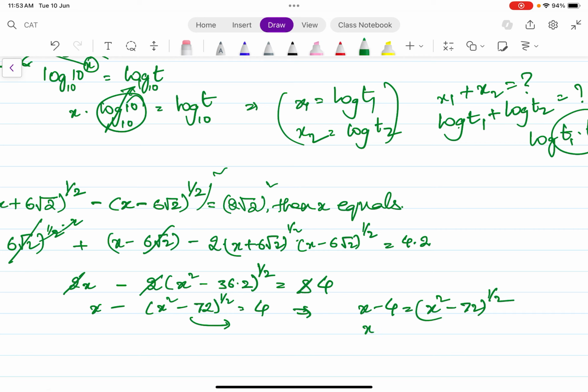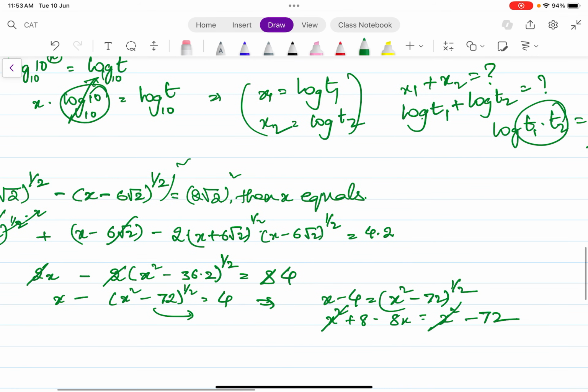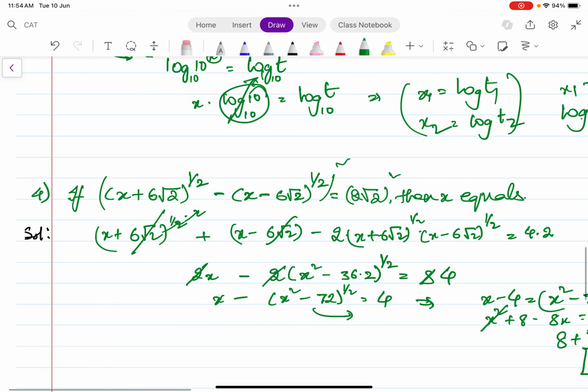Let me square it again. You get x square plus 8 minus 8x is equal to x square minus 72. X square gets cancelled on both the sides, and then you send the corresponding terms to a single side. You get 8 plus 72 equal to 8x, and x is 10. Everyone got this one, right? So x is your 10 for this particular question.